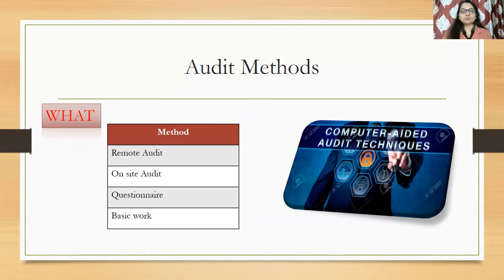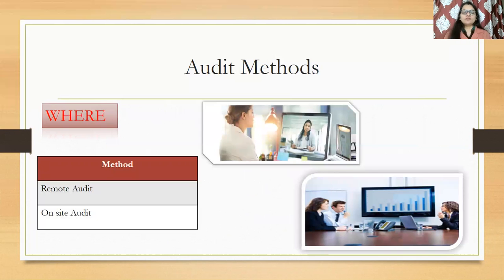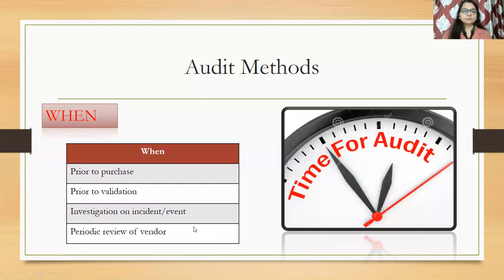What should we do? By remote audit, on-site audit, questionnaire, and desktop work. This we have to do. Where? We can do it by remote audit or by on-site audit. When? Prior to purchasing any software, prior to validation activities, and investigation of any incident or event is part of the audit. Periodic review of the vendor. So we have the SOP for audit management for the software vendor, which explains all these things very well.